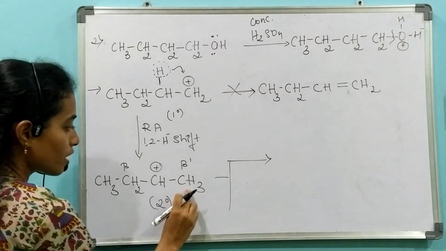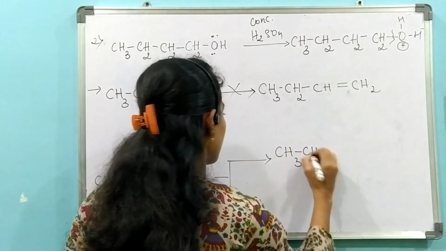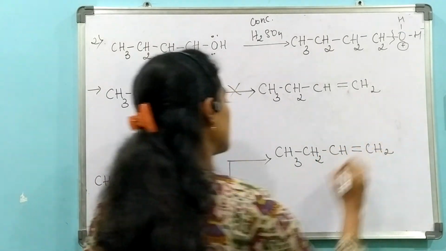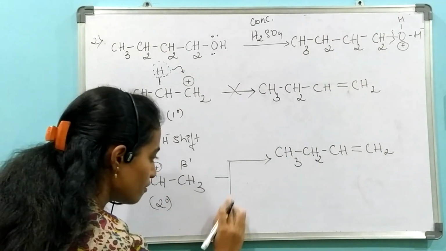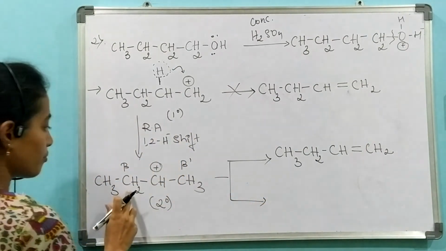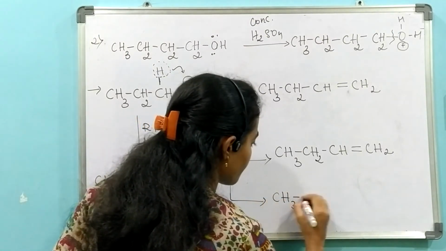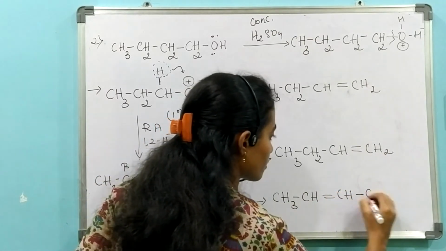I will be removing the hydrogen from this beta dash, and I get the product as CH3, CH2, CH double bond CH2, by removing the hydrogen from this particular carbon. If not, I will remove the hydrogen from this carbon, and get CH3, CH double bond CH, CH3.